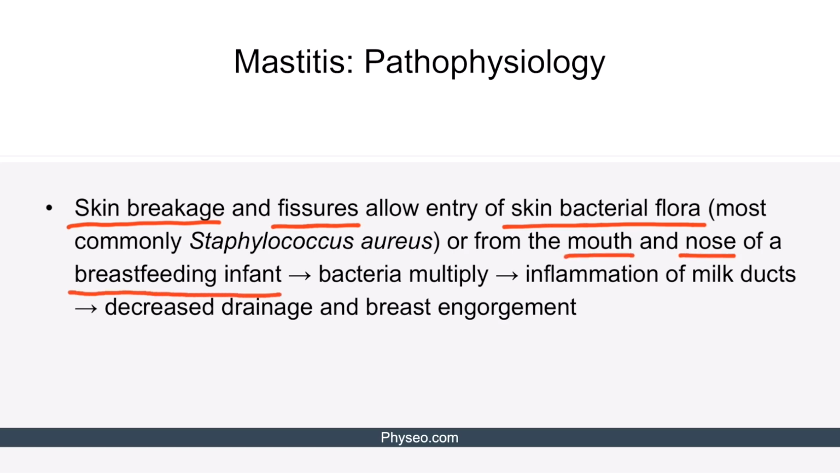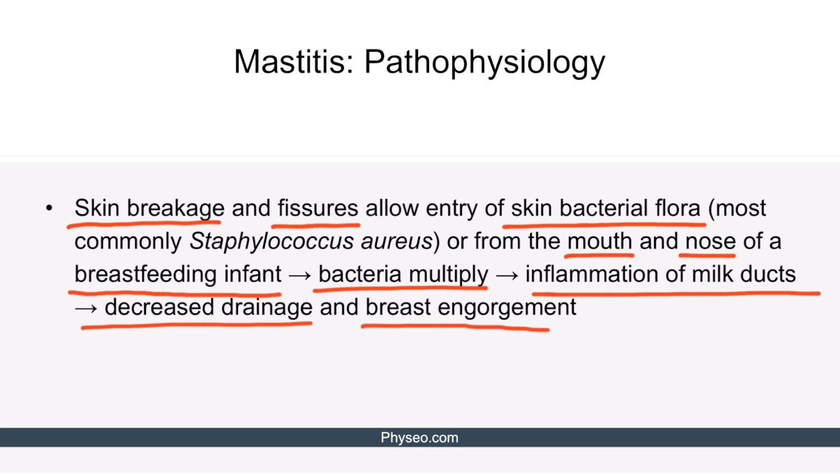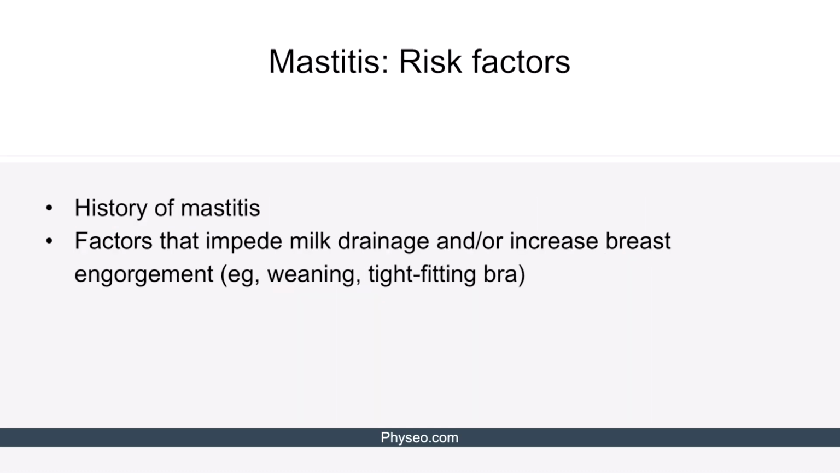When bacteria enter through skin breakages, bacteria multiply and cause inflammation of milk ducts. This results in decreased milk drainage and painful breast engorgement. Risk factors for mastitis include having a prior history of mastitis, factors that impede milk drainage which can cause stasis, and/or factors that increase breast engorgement, such as weaning or a tight-fitting bra can also cause mastitis.